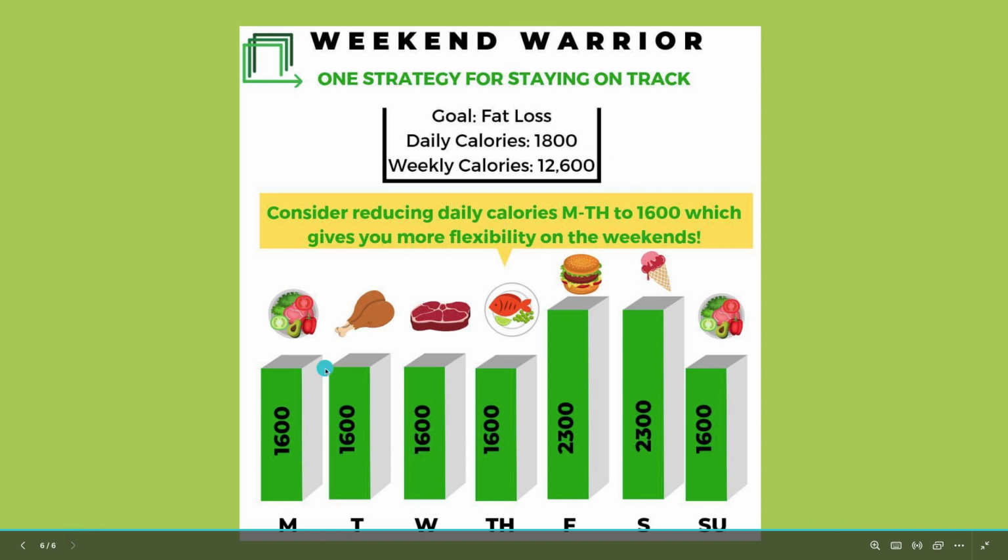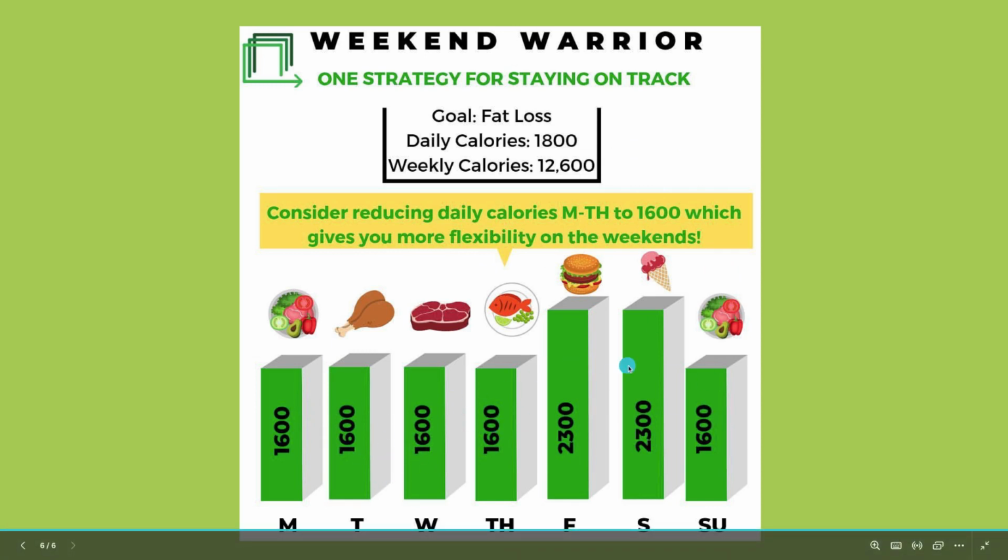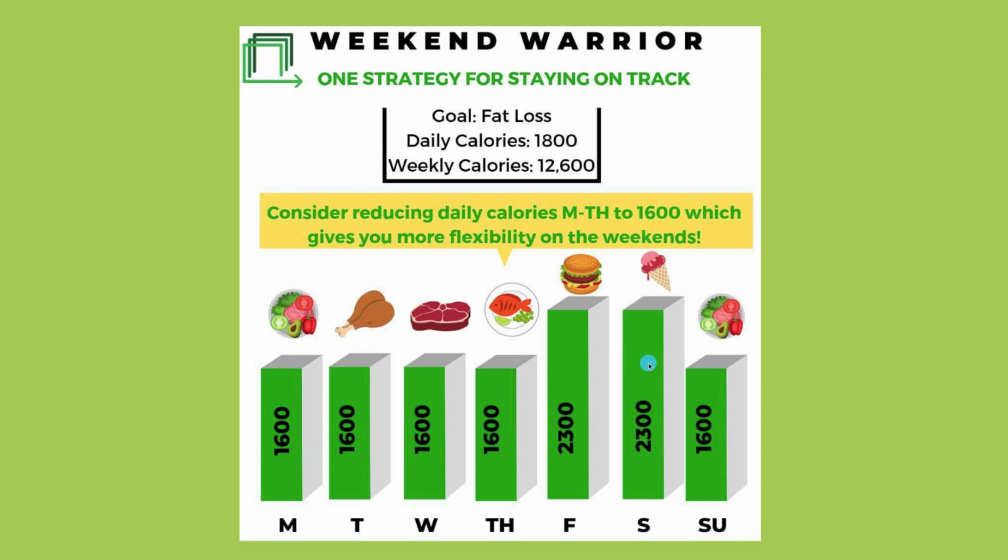This is also an example of what it might look like if you eat 5 days with lower calories and 2 days with higher calories, just for some additional flexibility. We call this the Weekend Warrior Plan.